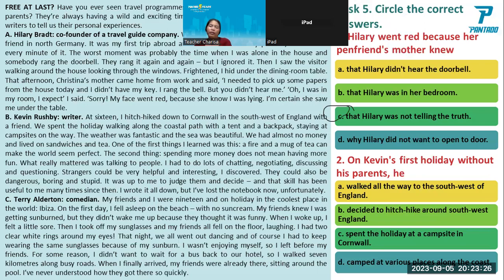On Kevin's first holiday without his parents, he blank walked all the way to the southwest of England. B. Decided to hitchhike around southwest England. C. Spend the holiday at a campsite in Cornwall. D. Camp out at various places along the coast. Okay, let's check your answer.